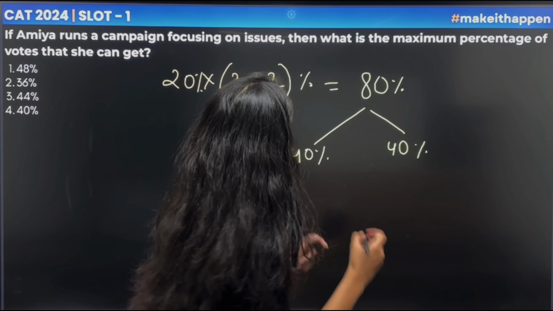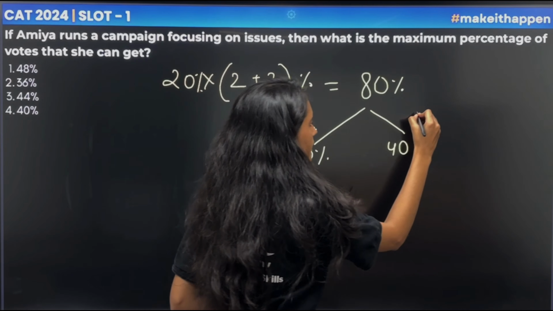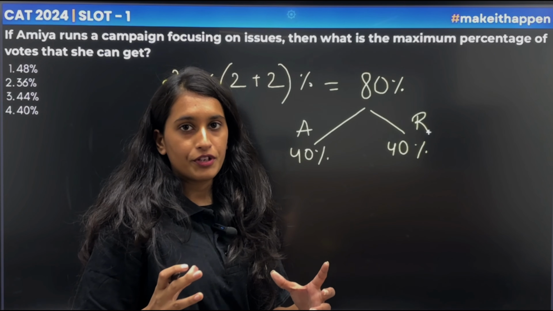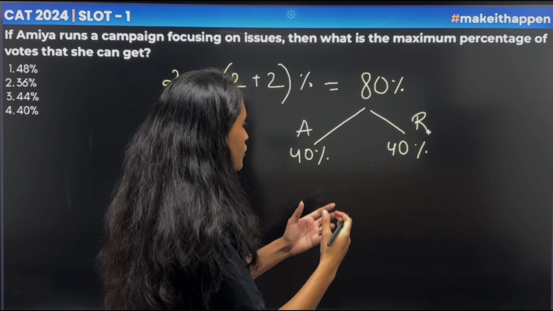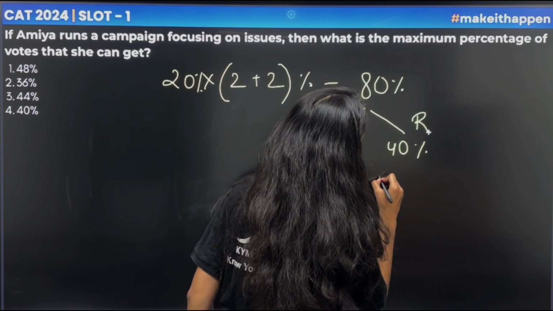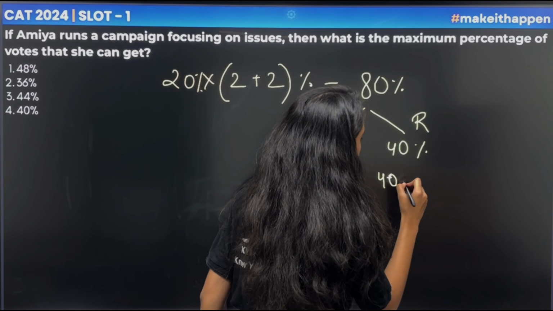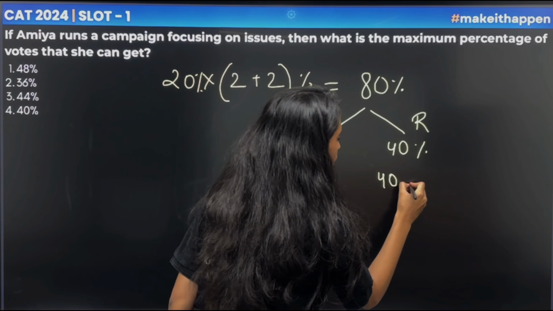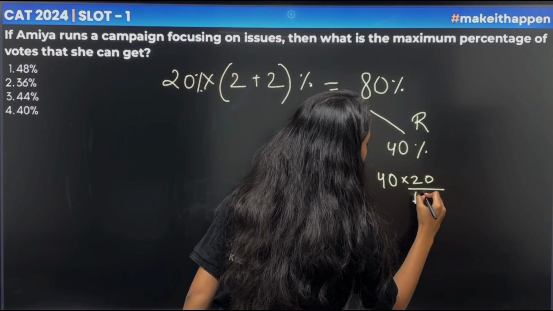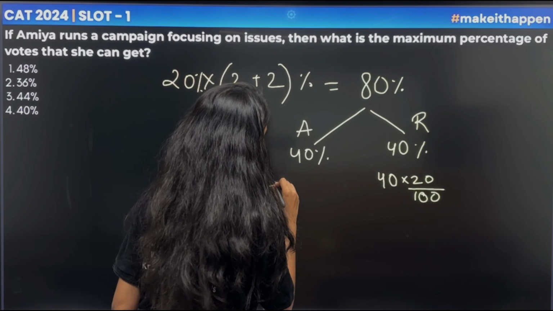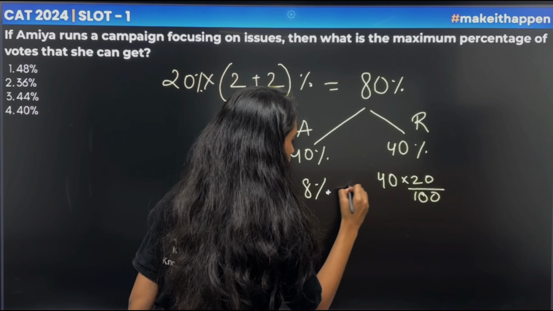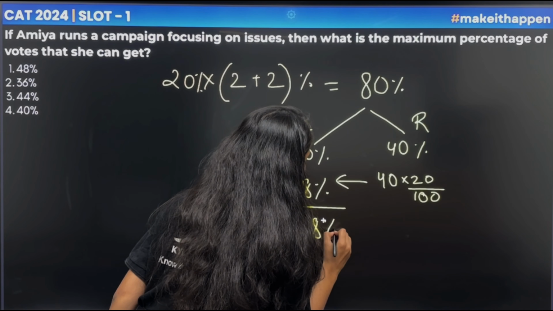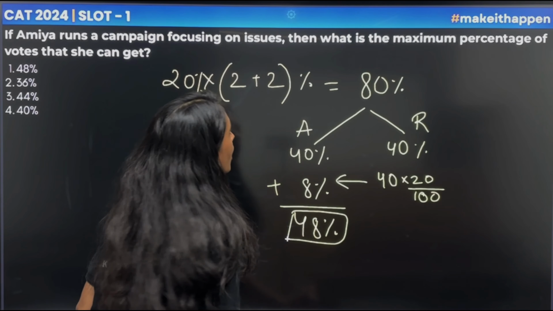Okay, so this is Amya and this is Ramya. Ramya gave 20% of its voters to Amya. So that means out of 40%, she gave 20% of its voters to Amya. That is, she gave 8% voters to Amya. That is, Amya will now have 48% of the voters.